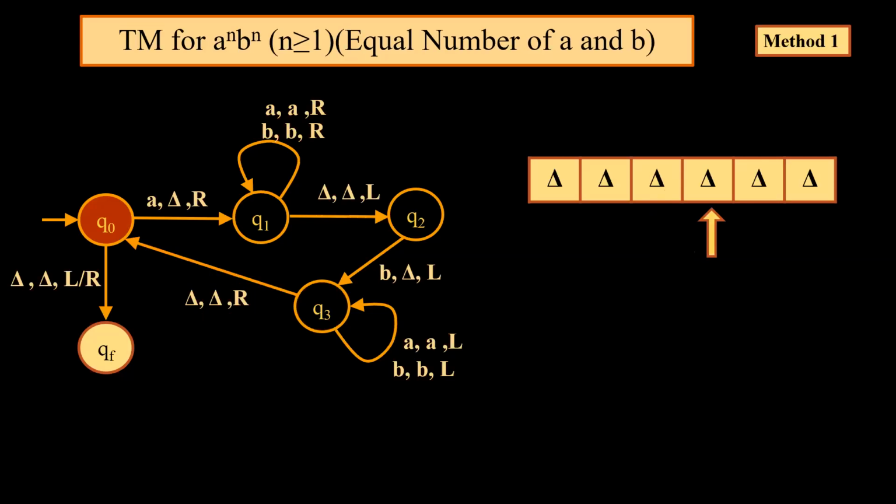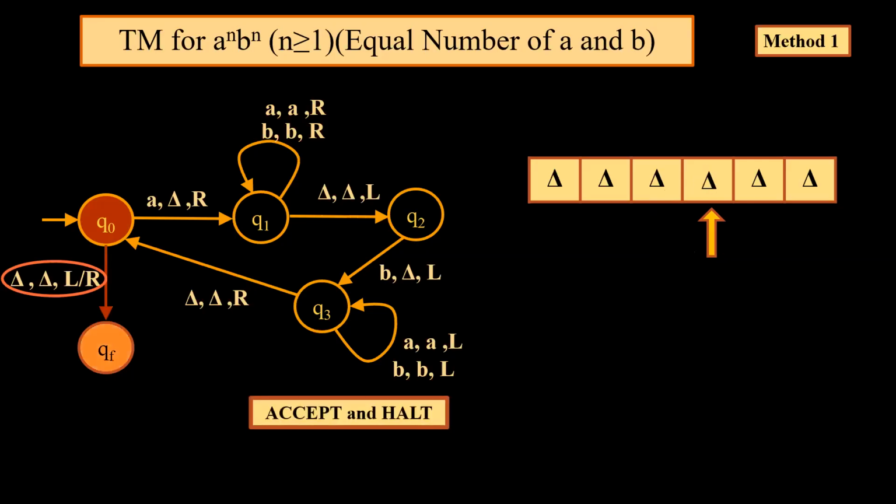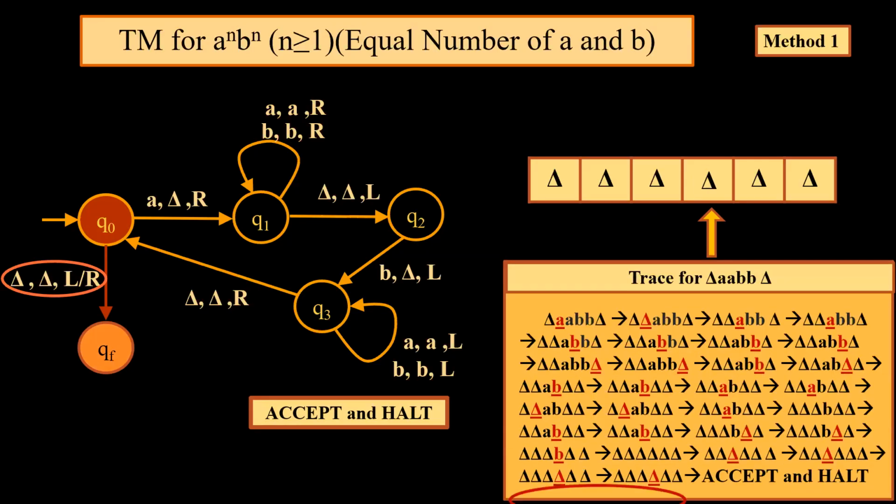We move one step right. We were on the left side where we had no A left out. We move one step right. We see no B left out. So we will change this into delta and ultimately we have reached the final state. So this is accept and halt. Please remember when we are moving towards the final state, we can write L oblique R. That means you can move towards the left side or you can move towards the right side. It hardly makes any difference.